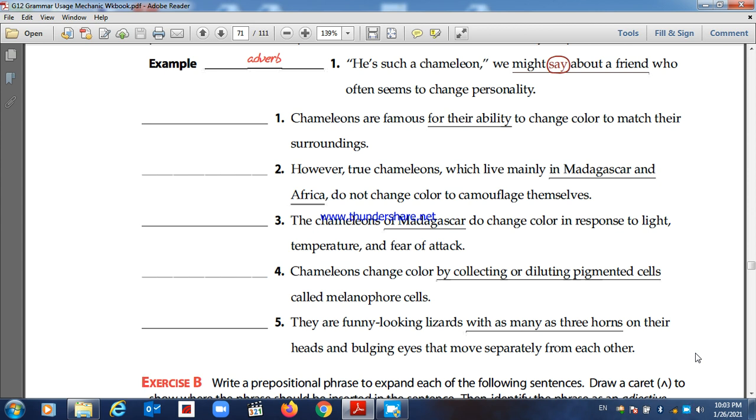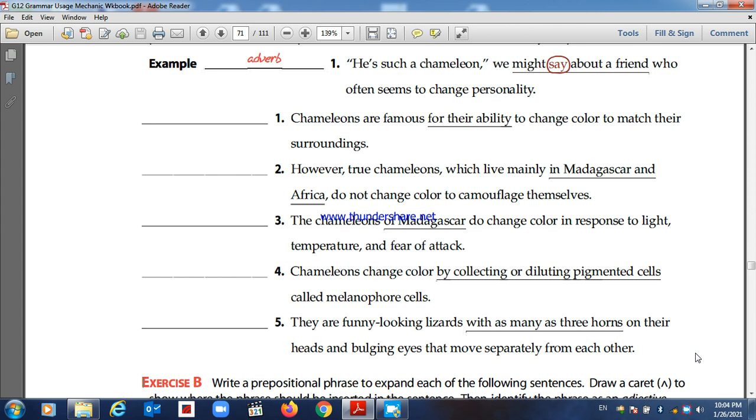Chameleons change color by collecting or diluting pigmented cells called melanophore cells. Now here I have the words by collecting or diluting pigmented cells, a prepositional phrase. And here I'm modifying the verb change. I will circle the verb change. Then the underlined prepositional phrase is an adverbial prepositional phrase because I'm modifying a verb.